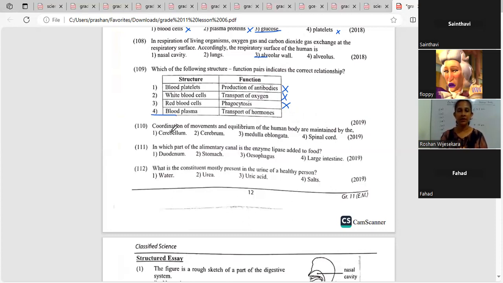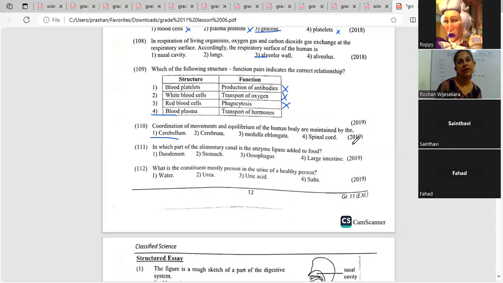Then the next question. Coordination of movements and equilibrium of the human body are maintained by the cerebellum. This same kind of question was asked previously too. The function of the cerebellum is important. They may also ask about the functions of the cerebellum, medulla oblongata, and spinal cord. Therefore, remember the functions well.